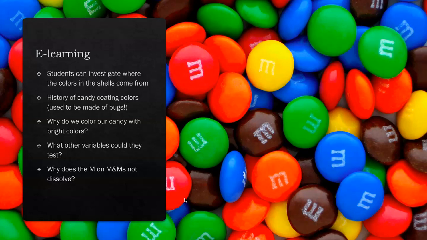And then for e-learning, you could have your students investigate where the colors in these shells came from, or the history of candy coating. Why do we color our candy with bright colors? What other variables could they test? And why does the M on M&Ms not dissolve?